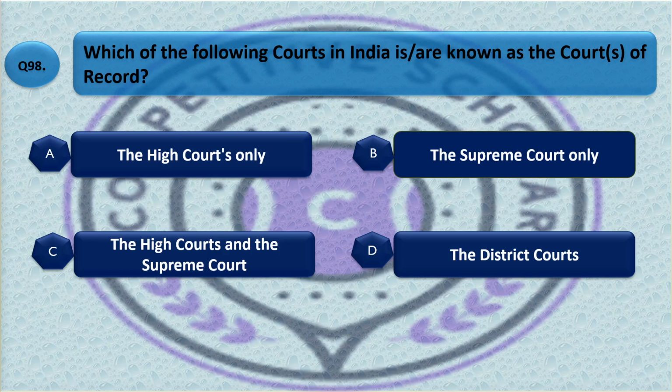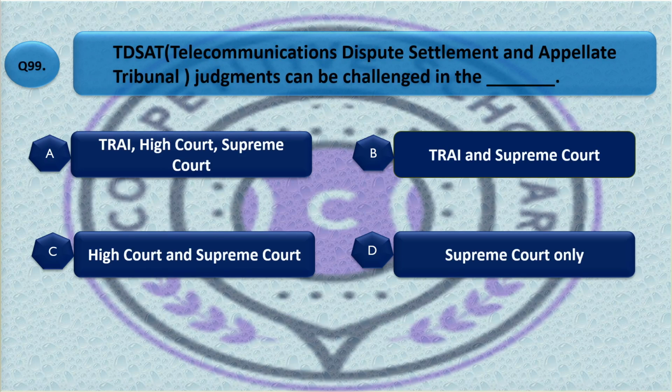Question number 98. Which of the following courts in India is or are known as the courts of record? Option A, the High Courts only. Option B, the Supreme Court only. Option C, the High Courts and the Supreme Court. Option D, the District Courts. So the answer is option number C.